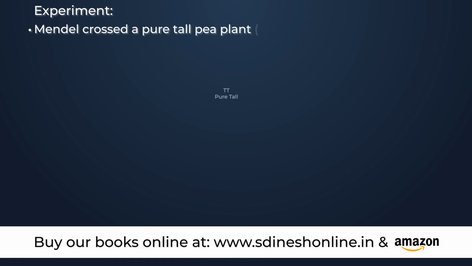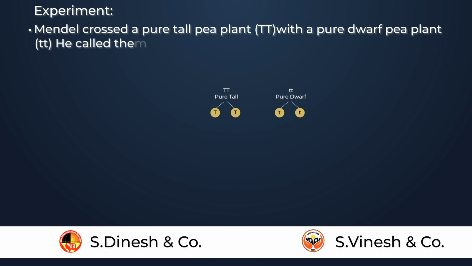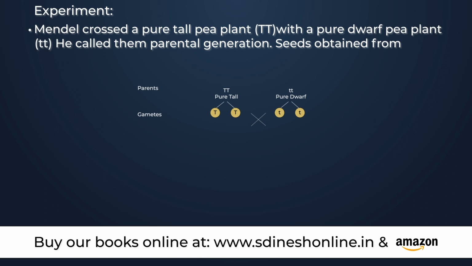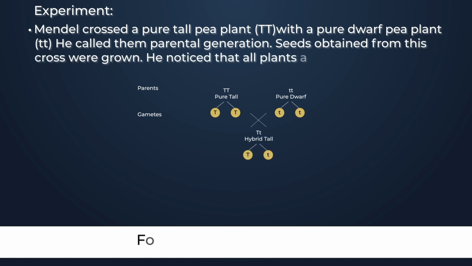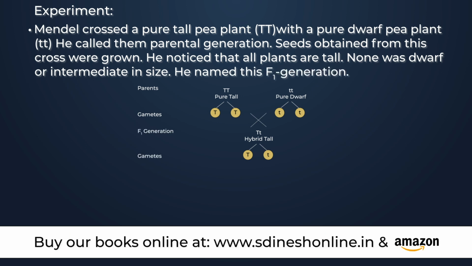Experiment. Mendel crossed a pure tall pea plant, that is TT, with a pure dwarf pea plant, that is small t. He called them parental generation. Seeds obtained from this cross were grown. He noticed that all plants are tall. None was dwarf or intermediate in size. He named this F1 generation.